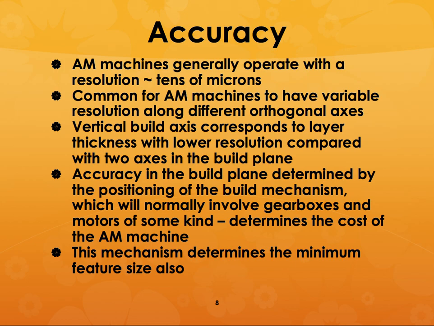But what is the effect on accuracy? Additive manufacturing machines generally operate with a resolution of about tens of microns, and it can go better, but which means that your manufacturing time by additive manufacturing goes up exponentially. Whereas with CNC, you can control the accuracy.